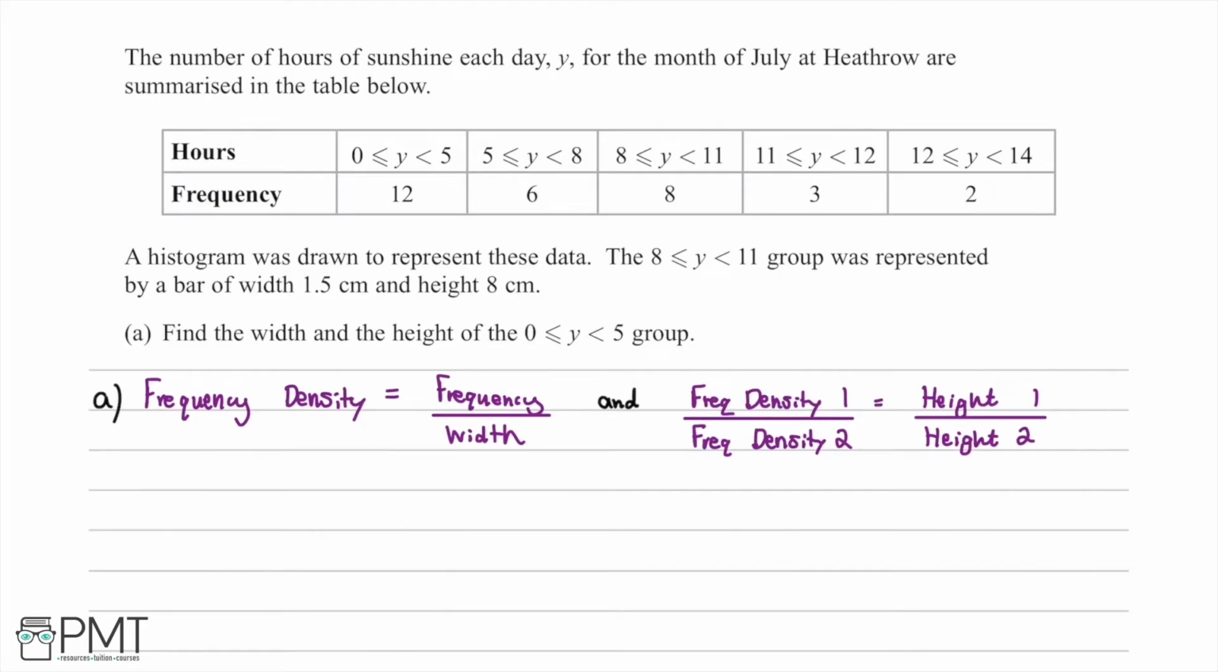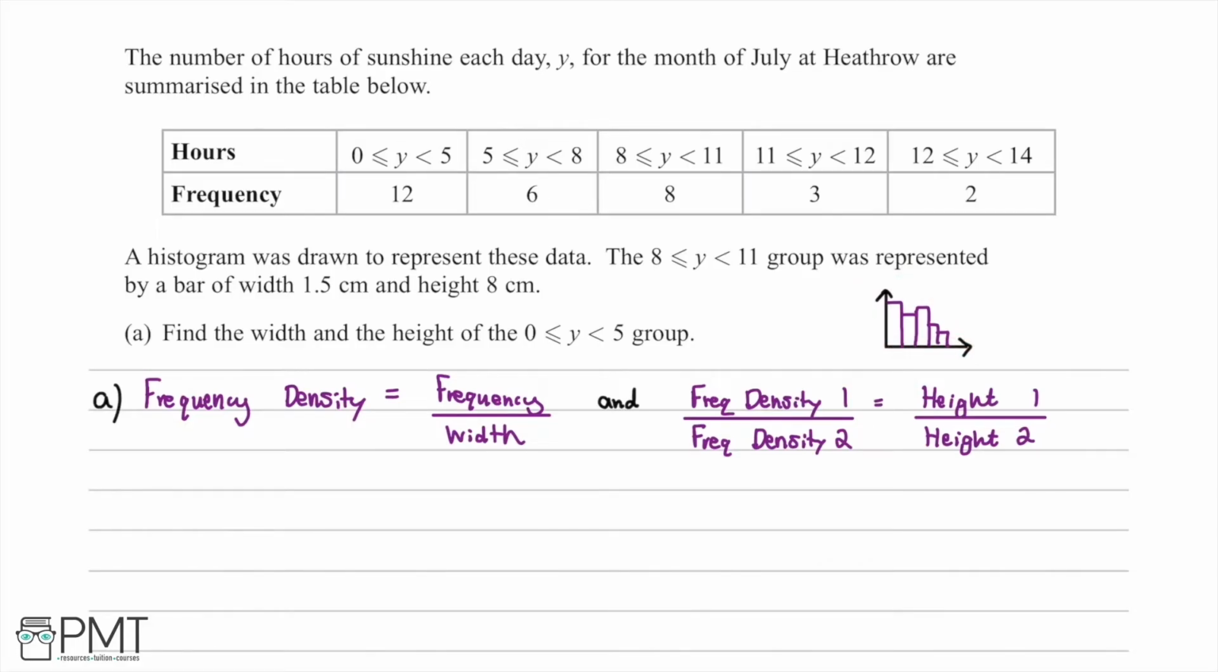So how many values appear in each interval. You can see between 0 and 5, there are 12 observations, 5 and 8, there are 6 observations, and so on. We're told that a histogram was drawn to represent these data. We know that a histogram is a shape that looks a little bit like this. I've drawn my axis here, and then we have bars like this. This would be the sort of histogram we would be dealing with for this question. But that's all extra information, we don't need to worry about that.